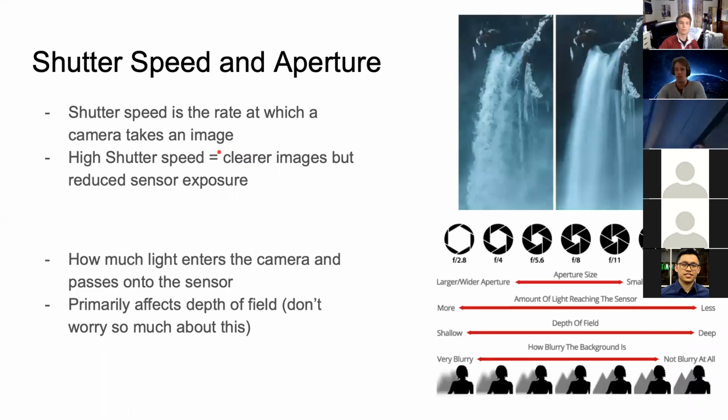Shutter speed and aperture are two core things that you need to understand when we're thinking about any type of camera. This is super basic, just what these terms mean. Shutter speed is basically the rate at which a camera takes an image. Thinking about really old cameras that had a physical shutter, light would come in and it would expose the film in the olden days.